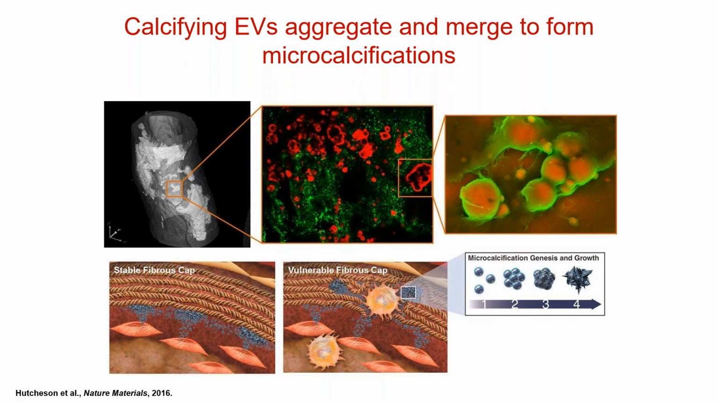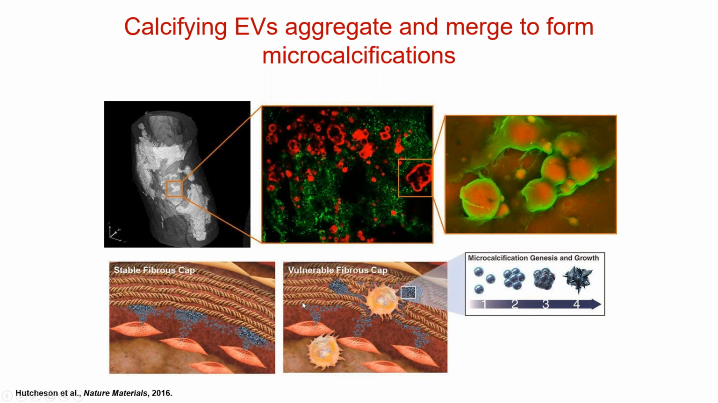What we think is happening is when you have a nice, stable fibrous cap, a plaque that is going to become stable and is not at risk for rupture, those dense plaques that we were talking about before that may even be plaque stabilizing, you have this thick collagenous fibrous cap that prevents those vesicles from associating with each other within the cap. And so they form these calcifications beneath the cap and form those larger calcifications.